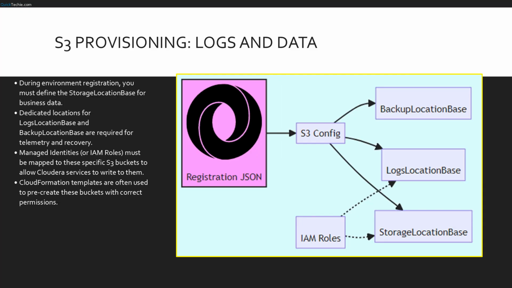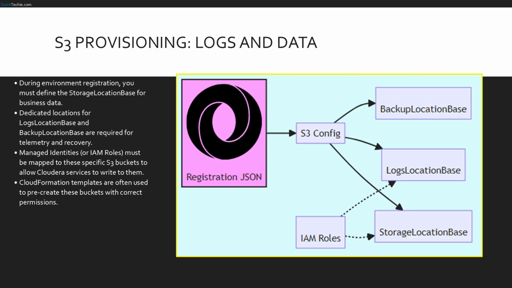Now let's look at how we provision the data lake storage. When you register an environment, you are required to define a storage location base. This is the S3 bucket path where your Hive and Impala tables will live. You must also provision distinct paths for logs location base, for system telemetry, and backup location base, for FreeIPA backups. Critically, these aren't just open buckets. Specific IAM roles or managed identities must be mapped to these containers to grant the CDP control plane permission to write logs and backups. To streamline this, Cloudera provides CloudFormation templates that automate the creation of these buckets with the necessary security policies attached. This flow illustrates the input required during provisioning.